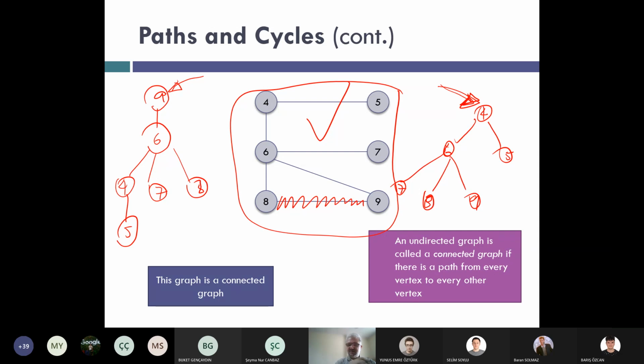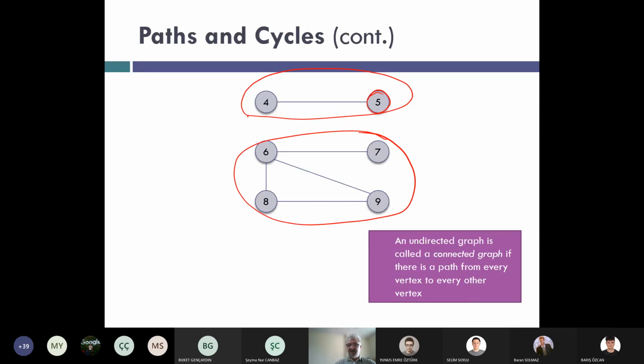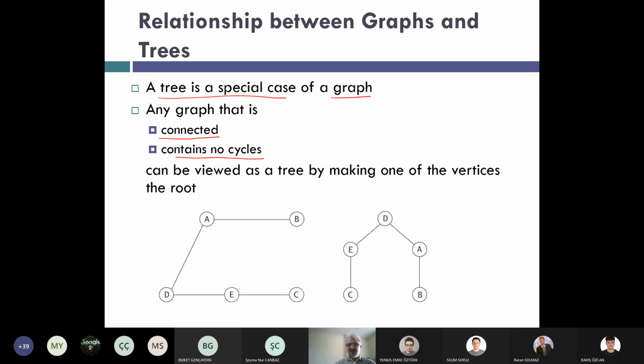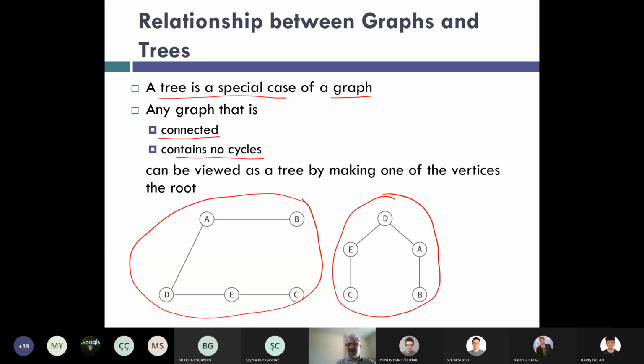But in trees, as I said, we may specify the root as well, and it may change the graph a little bit. For example, here, this is a tree, and this is the same tree with a specified designated root of D, right? But they are the same tree, okay? When you consider these two as a graph, they are the same graph.